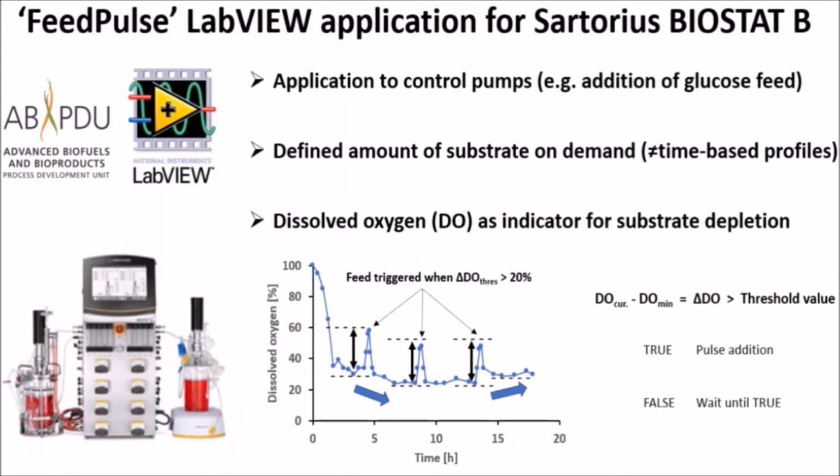Now, if the condition is true, LabVIEW will send a command to the feed pump to administer a feed bolus. With a known concentration of feed solution, you will be able to accurately calculate the amount of carbon source that went into the culture. If the condition is false, however, nothing will happen, and LabVIEW will keep evaluating until the next carbon depletion event occurs. On the bottom, you can see a dissolved oxygen time course with 3 substrate depletion events. Upon substrate depletion, feed is triggered, and with excess glucose available, the cells resume their metabolic activity and the dissolved oxygen signal comes back down again.